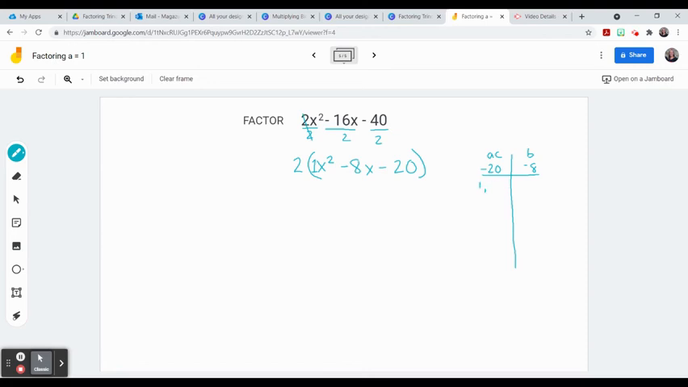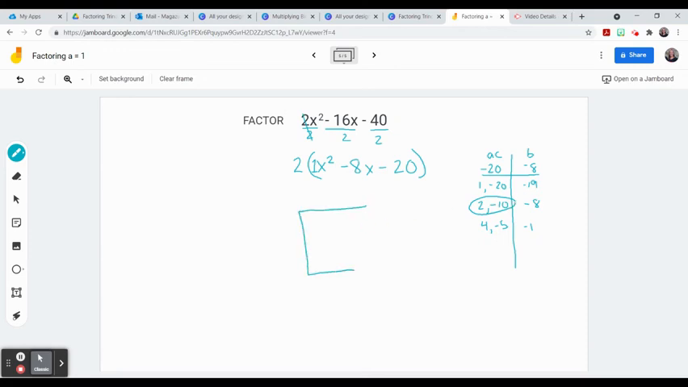So it would be 1 and negative 20. That gives me negative 19. 2 and negative 10. That gives me, ding, ding, ding, negative 8. I can stop there. I can keep going if I wanted, but there's really no need to. I found my factors. We're good to go.